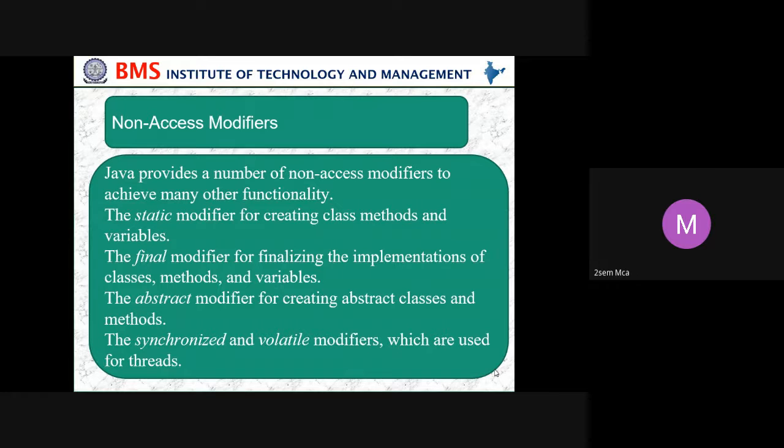Static: only one memory location will be allocated. Final: if we don't want it to be inherited further, then we use final. Abstract: we don't want to go in depth, we just want to give only the abstract view of something, then we use an abstract modifier. Synchronized: making the threads run in parallel. And volatile: where the memory should be stored for some time, that is what is called volatile.